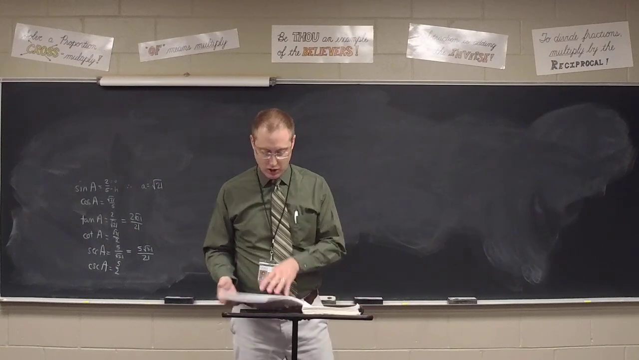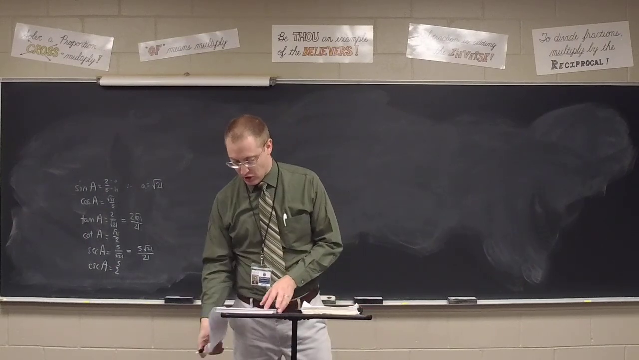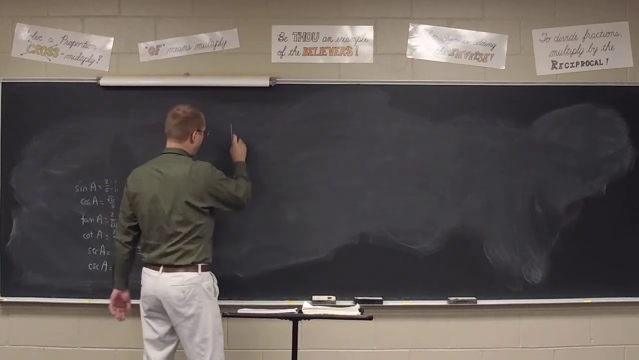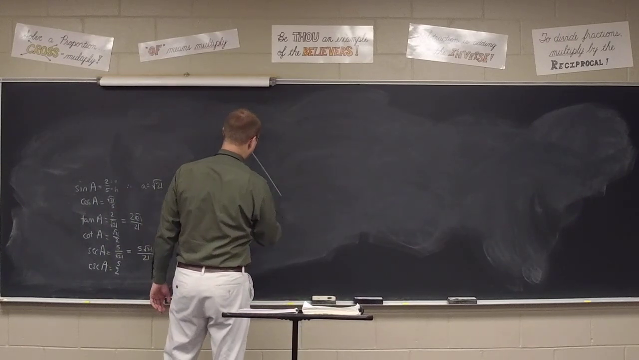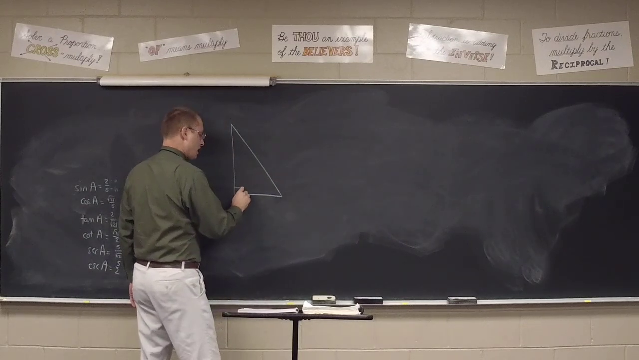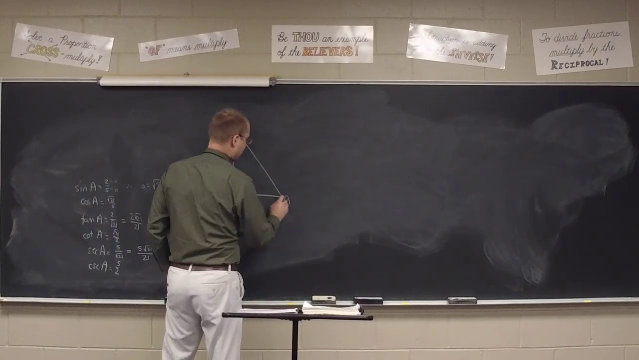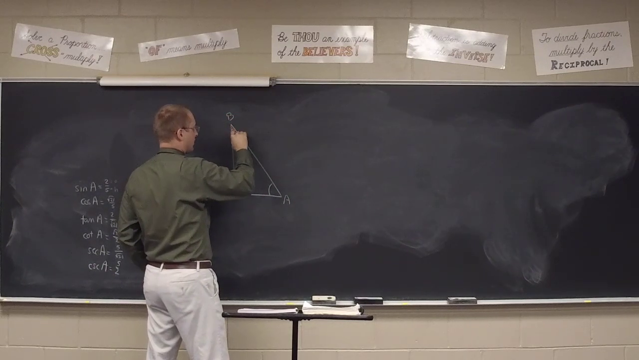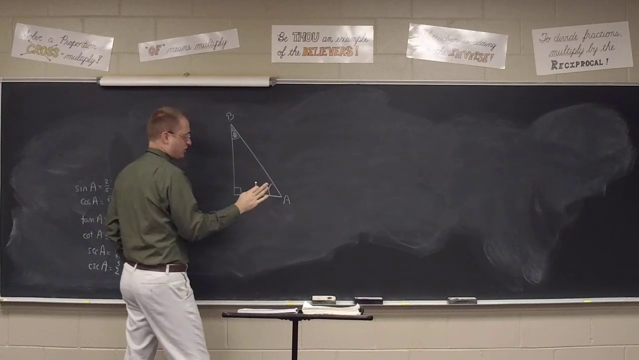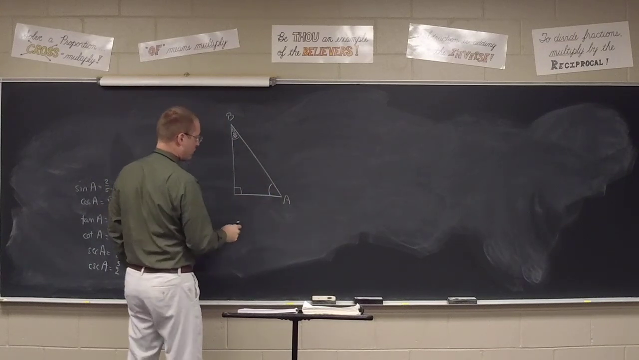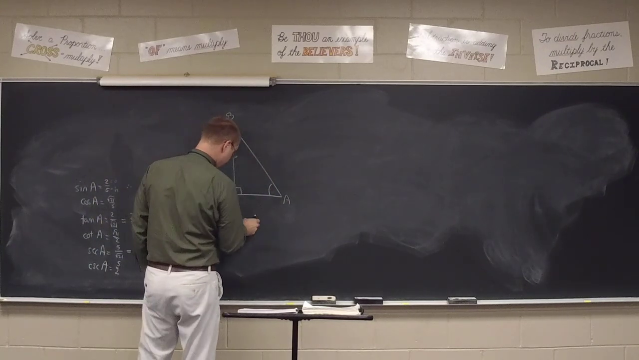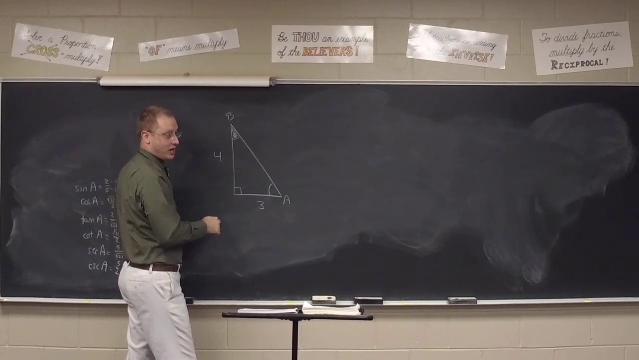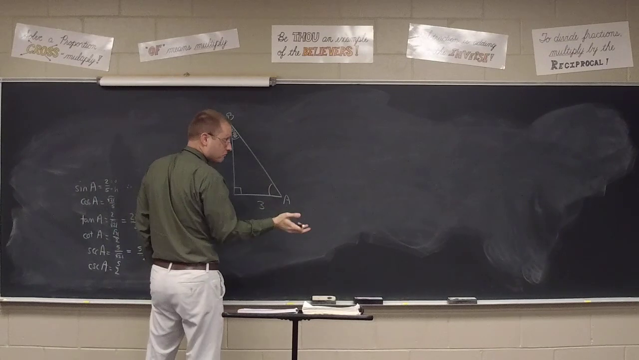All right, next section of notes, cofunction identities. We've actually looked at this already once before, and that is that if I call this angle A and I call this angle B, let's just make up some numbers here. Let's suppose that this side here is 3, and this side here is 4, and the hypotenuse is 5.